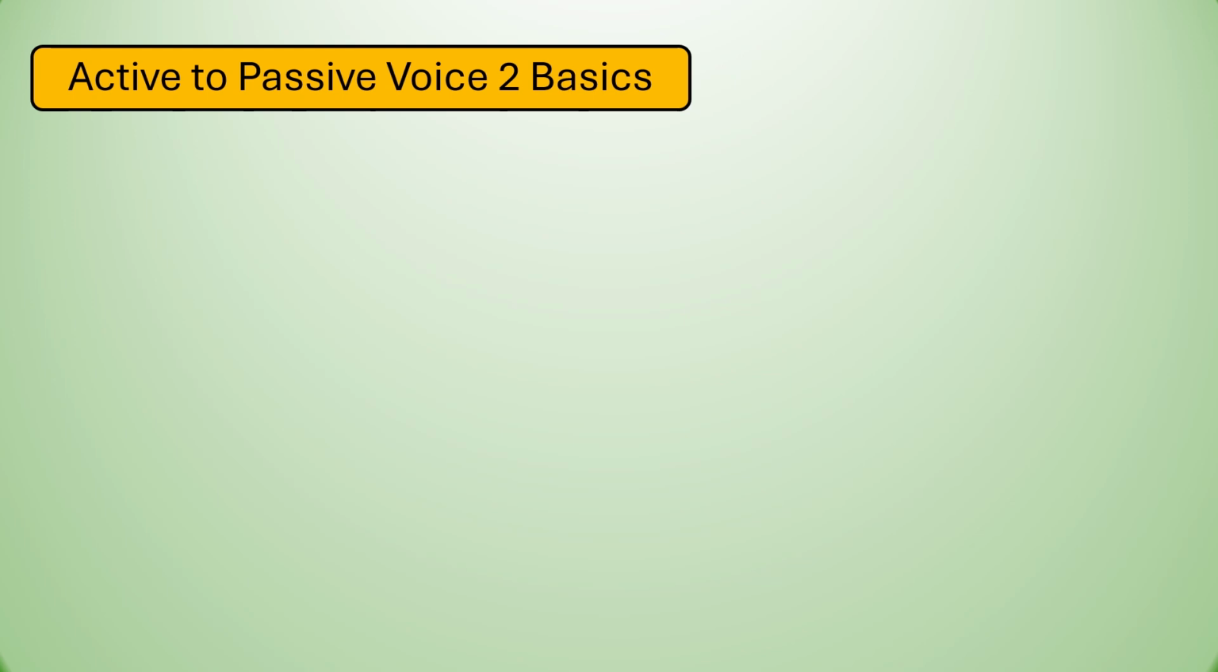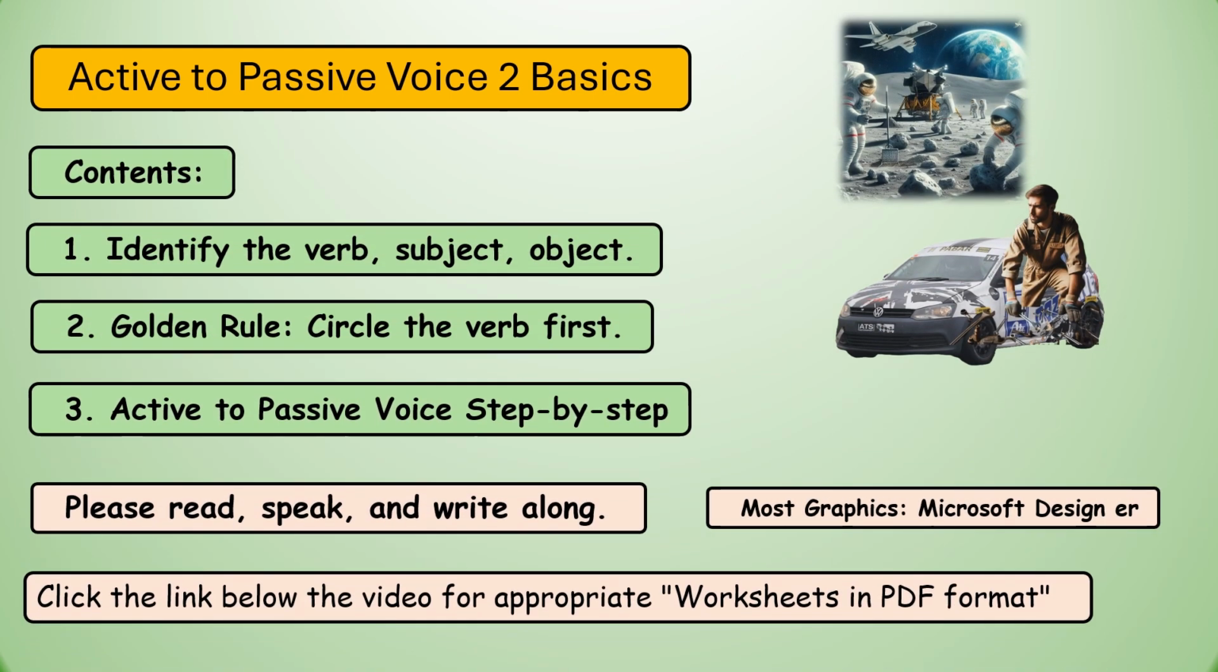Active to passive voice 2 basics. Contents: 1. Identify the verb, subject and object. 2. Golden rule. Circle the verb first. 3. Active to passive voice step by step. Please read, speak and write along. Click the link below the video for appropriate worksheets in PDF format.